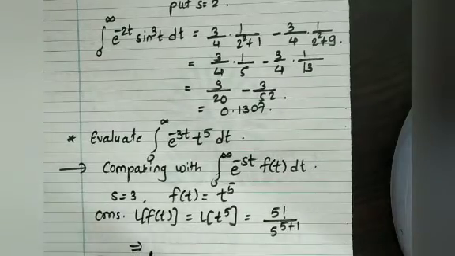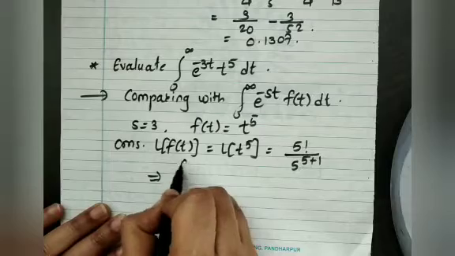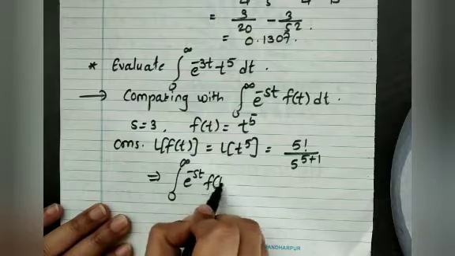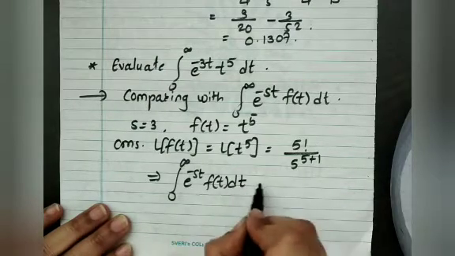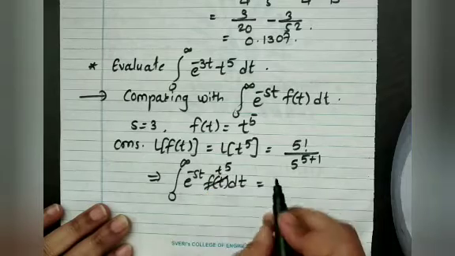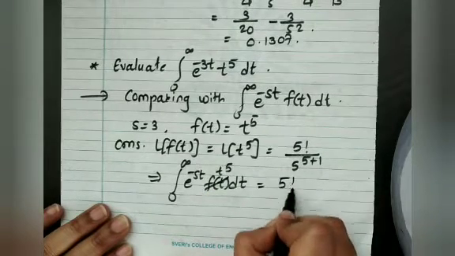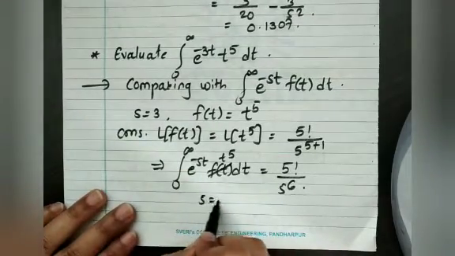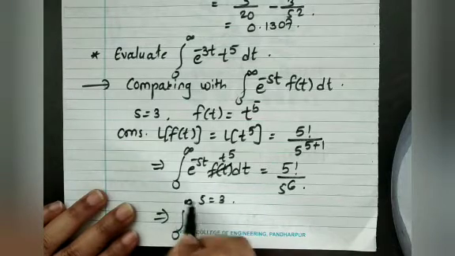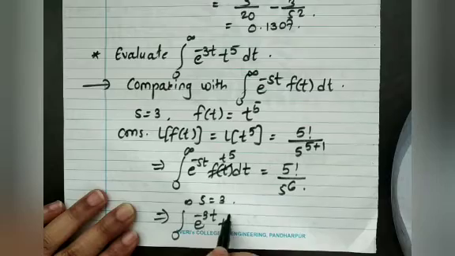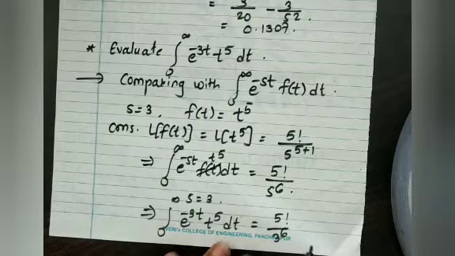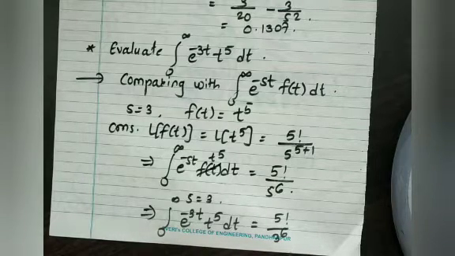But Laplace of t raised to 5 by definition is integration 0 to infinity e raised to minus st f of t dt. F of t is nothing but t raised to 5. It is 5 factorial upon s raised to 6. So finally we'll substitute s equal to 3 in this. We'll get integration 0 to infinity e raised to minus 3t t raised to 5 dt will be 5 factorial upon 3 raised to 6 as the answer. If you want to simplify more, you can.